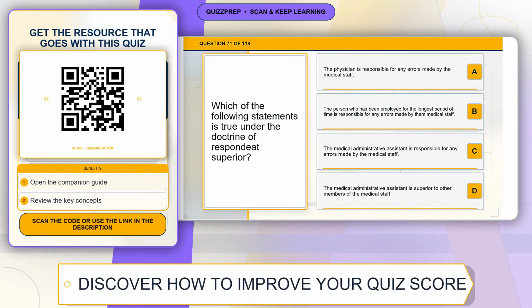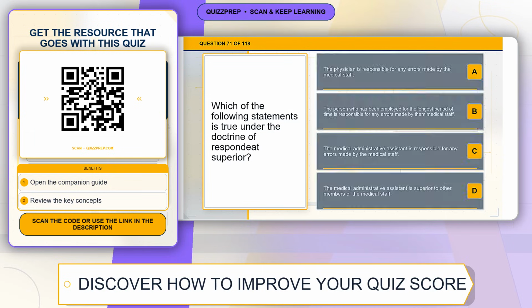Question 71. Which of the following statements is true under the doctrine of respondeat superior? Option A, the physician is responsible for any errors made by the medical staff. Option B, the person who has been employed for the longest period of time is responsible for any errors made by the medical staff. Option C, the medical administrative assistant is responsible for any errors made by the medical staff. Option D, the medical administrative assistant is superior to other members of the medical staff.